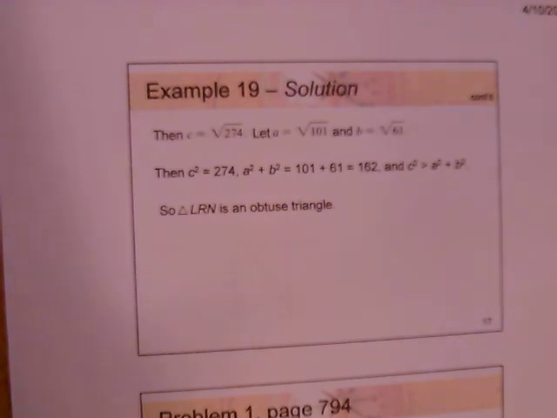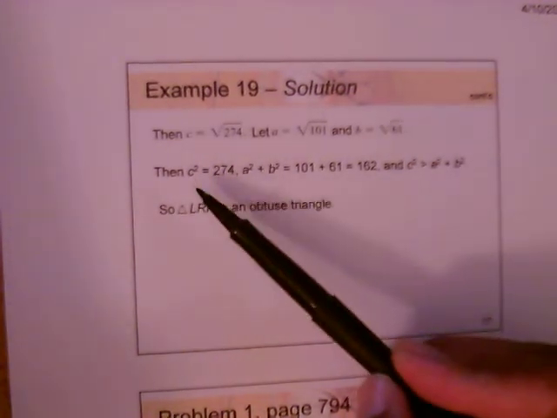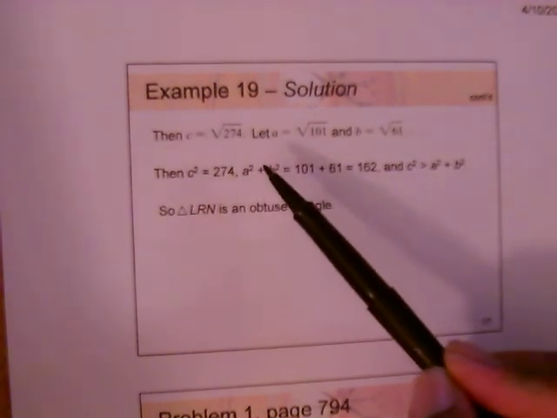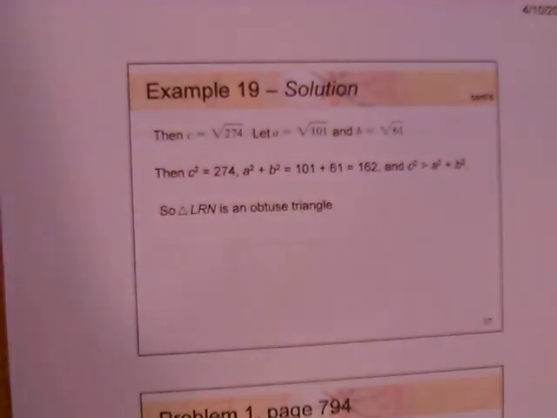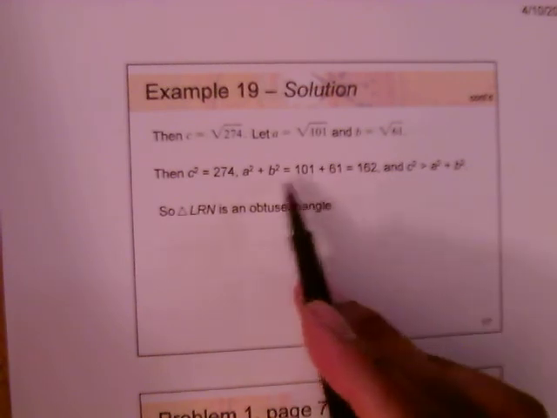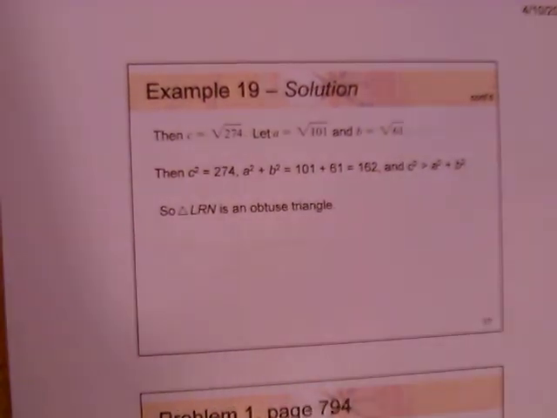Now, in this case here, we're letting C equal the square root of 274, and A be the square root of 101, and B be the square root of 61. That would mean C squared would have to be 274, and A squared plus B squared is equal to 101 plus 61, which is 162. Okay. Now, as you can see here, C squared is greater than the sum of A squared and B squared, that's 162. That means that triangle LRN will have to be an obtuse triangle.